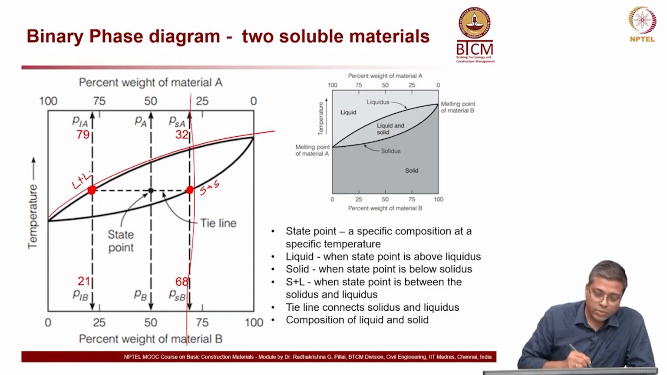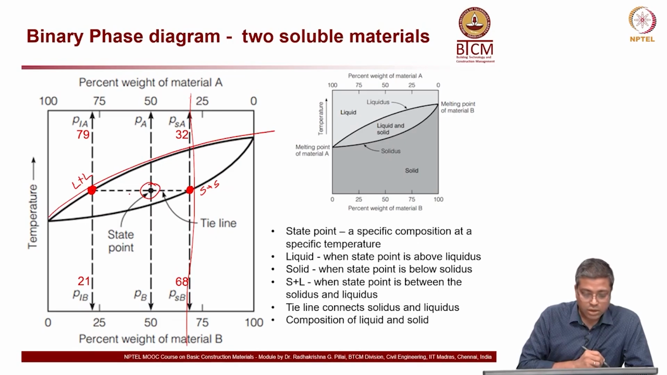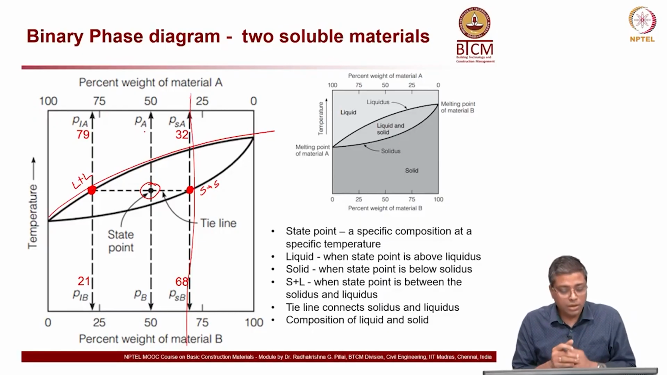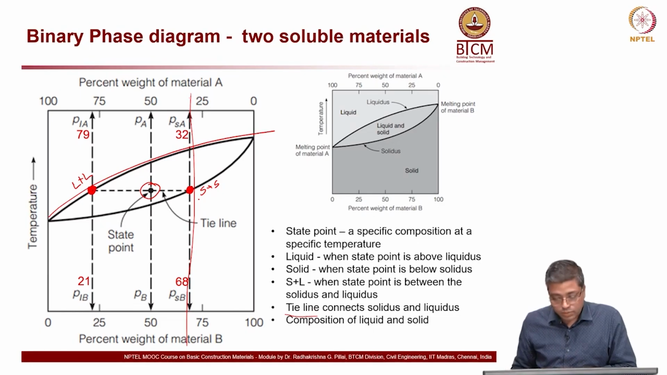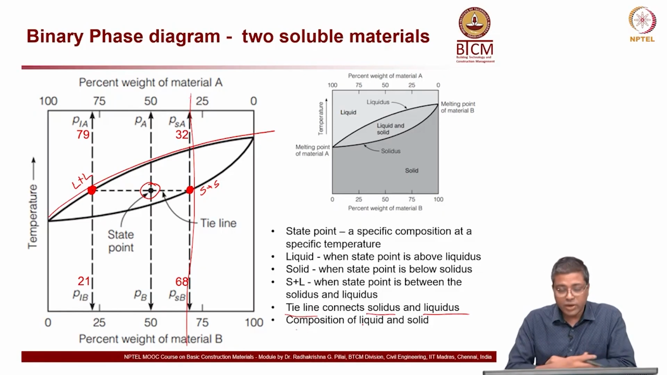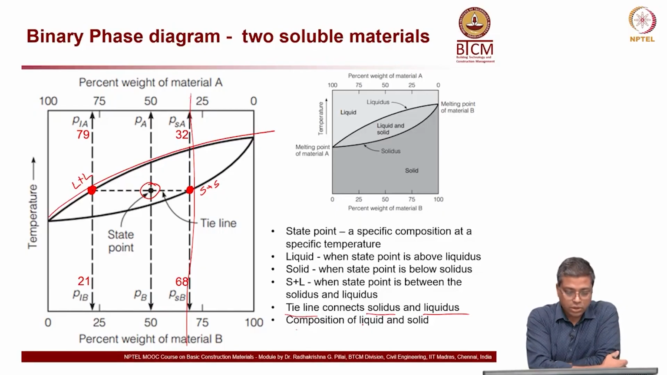Now, if I take this point here, I will have A and B present, but then I have to look at whether both solid and liquid are there inside that state. Now, that is the tie line. This horizontal dashed line is called the tie line, which connects the solidus and liquidus compositions of liquid and solid.